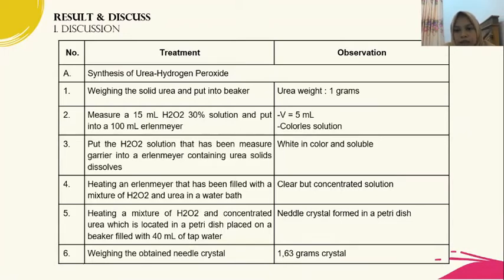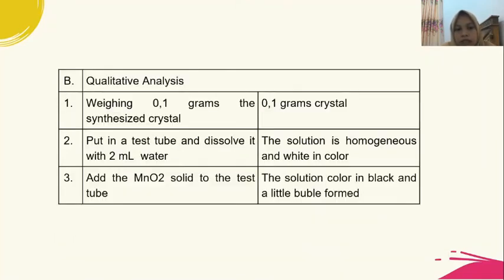Clear but concentrated solution. Heat the mixture of H2O2 and concentrated urea in a petri dish placed on a beaker filled with 40 milliliters of tap water. Weigh the obtained needle crystals. The result is 1.63 grams of crystal.